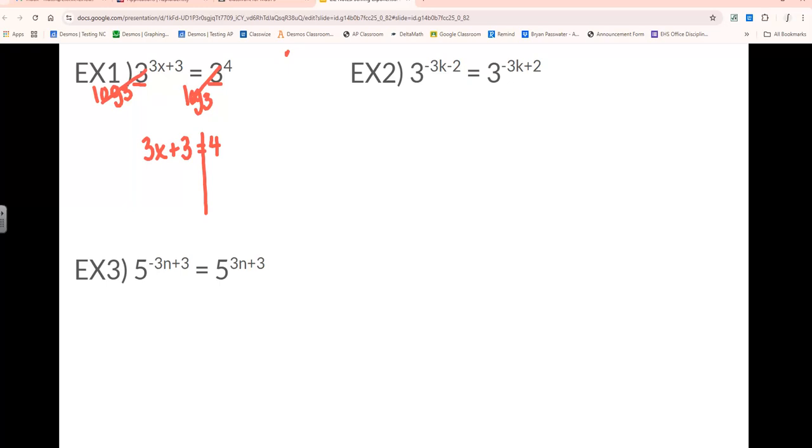So Hunter, what would we do to finish solving that equation? Good. We'll subtract 3. So that will give us 3x equals 1. And then what will we do last, Hunter? Divide by 3. So x is just going to equal 1/3. I'm just going to leave that a fraction right there.